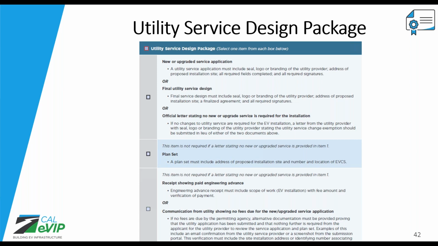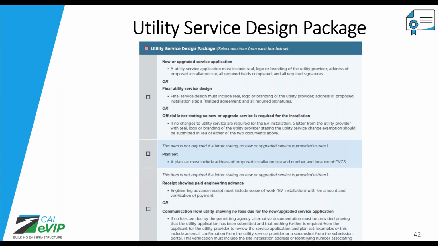Next is the utility service design package. Again, you will choose either the permit or the utility service design package when you submit this document. The utility service design package is very similar to the permit application package in that it requires 3 unique documents. The first document is a copy of the new or upgraded service application, where again, we will be verifying branding from the utility service provider, the address of the proposed installation site, the scope of work of the charger installation, and that it's completed and signed.